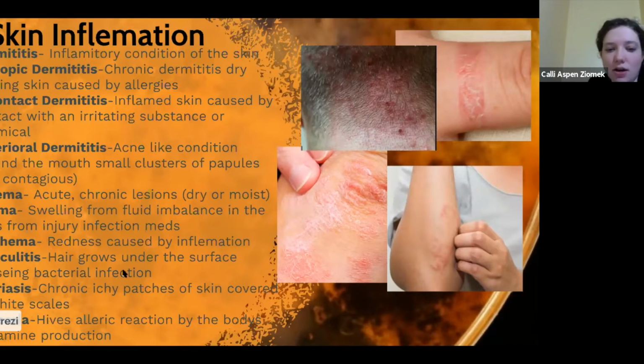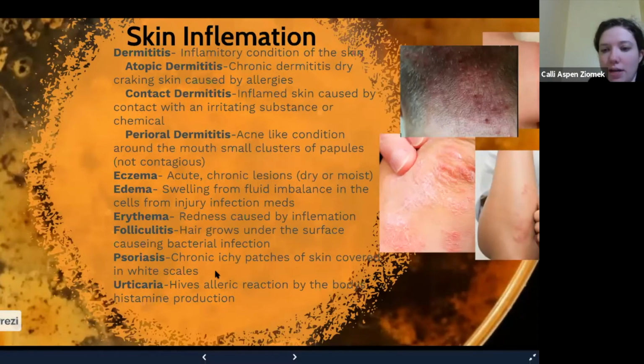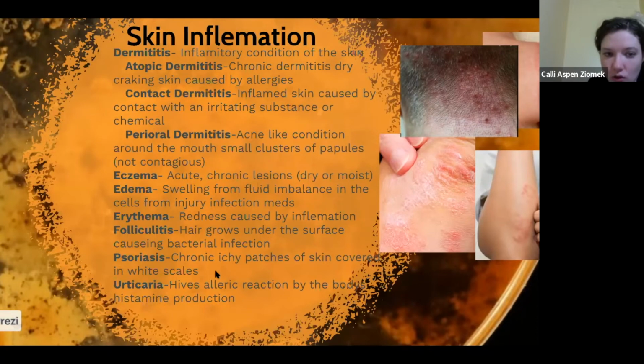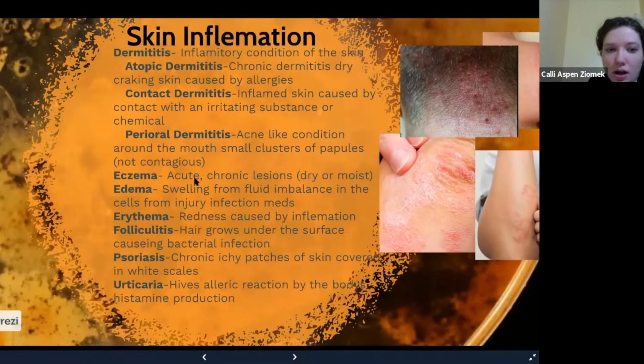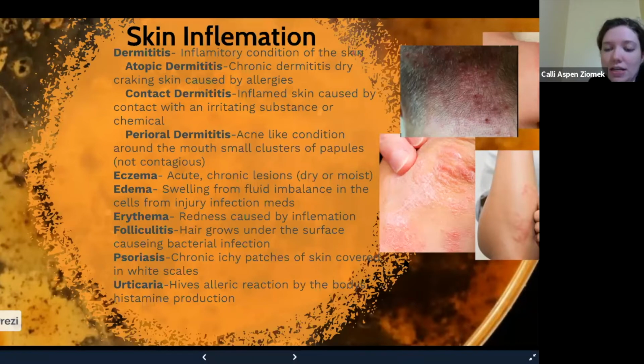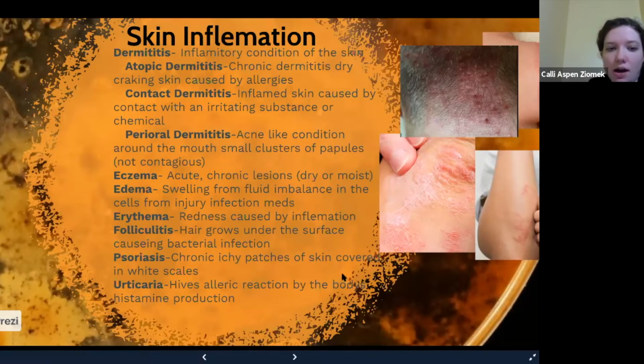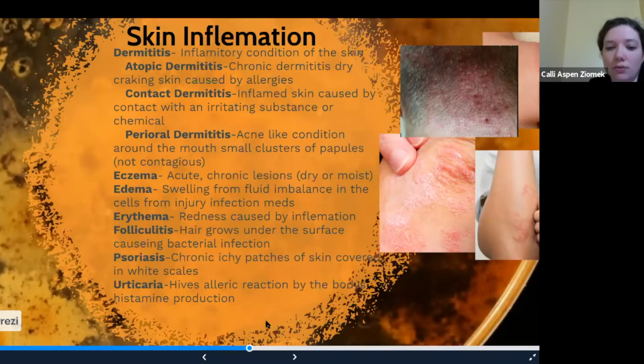Psoriasis is a chronic itching, patching of the skin covered in white scales. So it looks very similar to eczema, but psoriasis is generally more with your older clients, and you'll find it on the knees, on the elbows, and those types of areas. And it's very, very itchy. And the skin is very, very dry, where eczema can be dry or moist. Psoriasis is always dry.